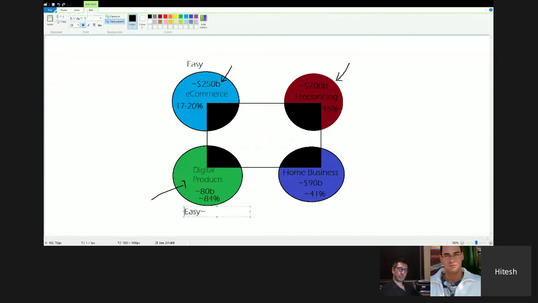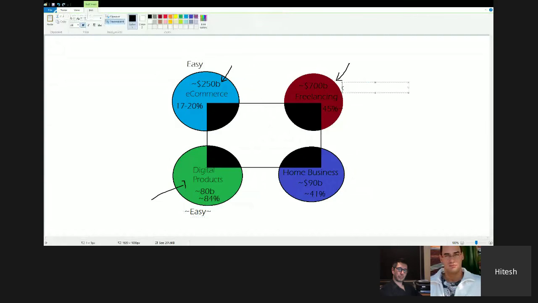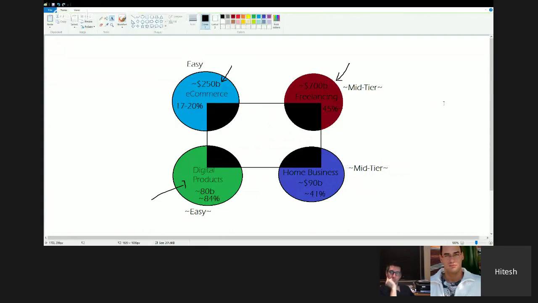This is kind of easy. Okay, I'm going to put that around it because there are some technical skills that people usually need here. And then you have the freelancing industry, where you need a skill set. So I would not say it's necessarily easy. I'll put it at mid-tier. Okay, and home business I would put in the same category. Now, obviously, running restaurants or running a local business is a much, much, much bigger industry. But that's very difficult to get into, right? You have a lot of investment involved and so on. So that's not a very wise decision for the average person.